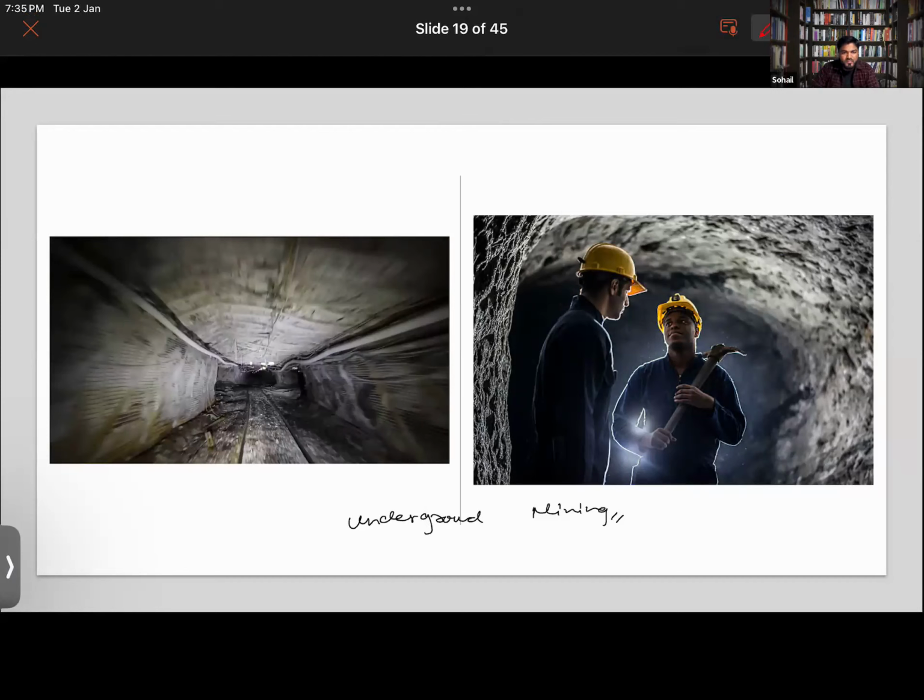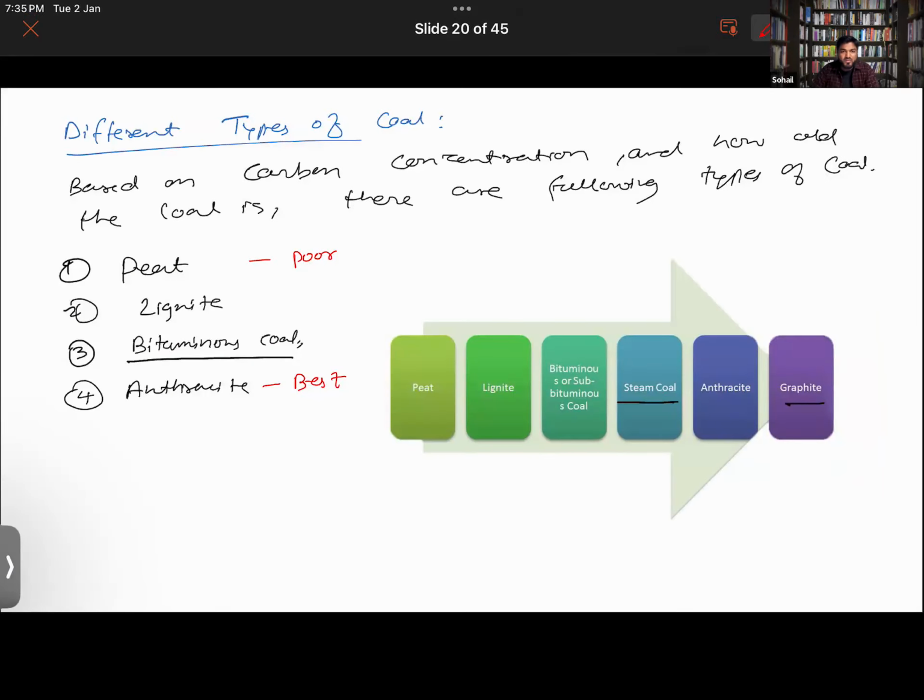Right, now we also studied that coal has some constituents. What are the compositions of coal? There is hydrogen in coal, carbon, carbon is there, hydrogen is there, oxygen is also there, some amount of sulfur is also present, and some amount of chlorine is also found, right?